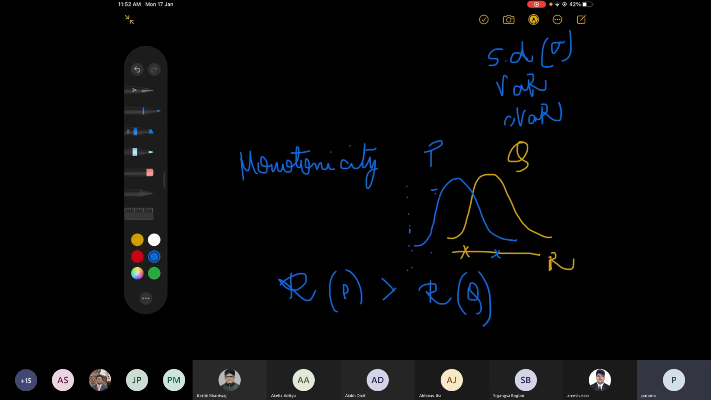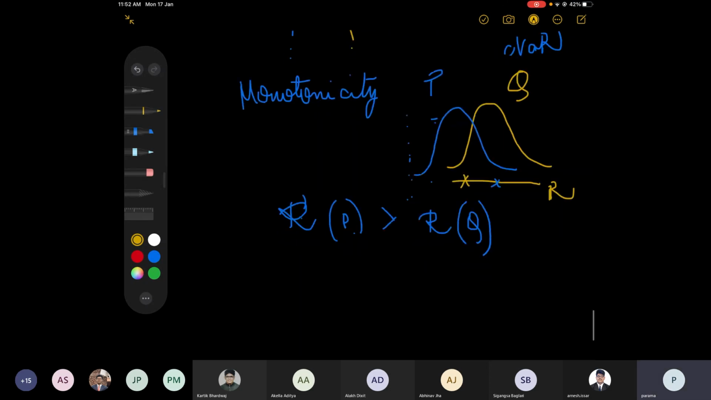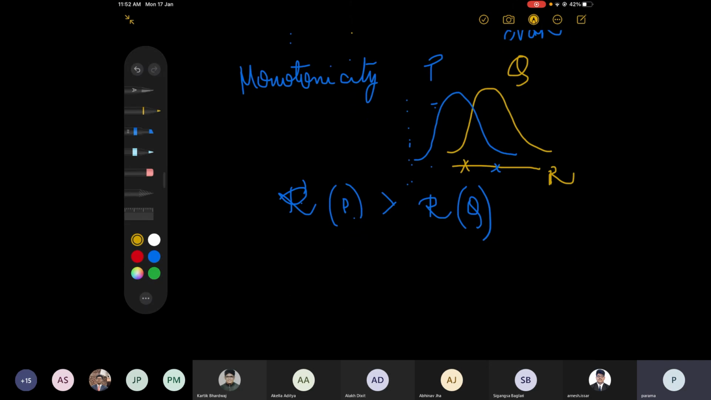VaR and CVaR will never fail this test of monotonicity. If VaR is the risk measure for portfolio P, it will always be greater, because P's data points will always be worse than Q's data points. So VaR will take care of monotonicity, but standard deviation may not, because the standard deviation may be the same or even lesser for P and more for Q. So this is one property, monotonicity.